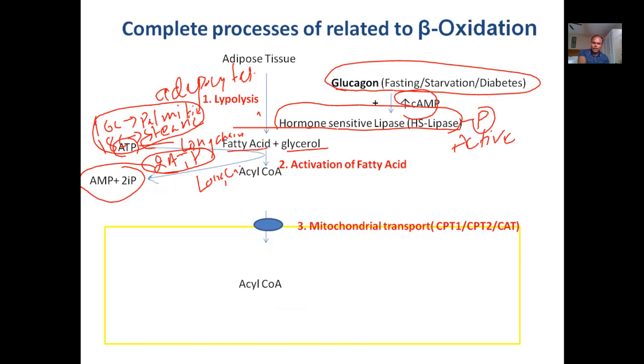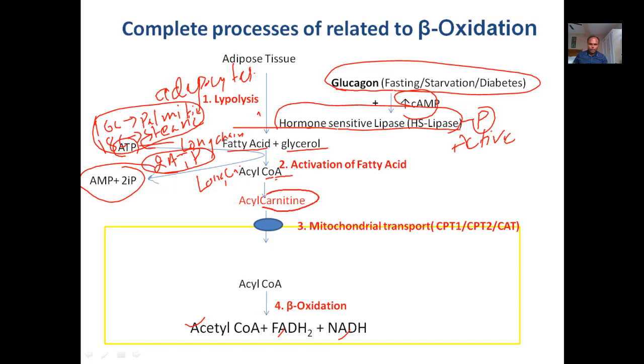Obviously this acyl coenzyme A will go under beta oxidation and it will produce acetyl coenzyme A, FADH2 and NADH. We will talk about this later. First, let's talk about how a long chain fatty acyl coenzyme A enters the mitochondria. It cannot enter like that, so it will have to be converted into one molecule called acyl carnitine. So the coenzyme A is replaced by carnitine.